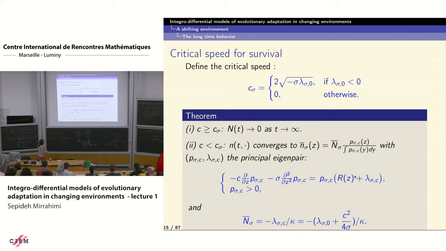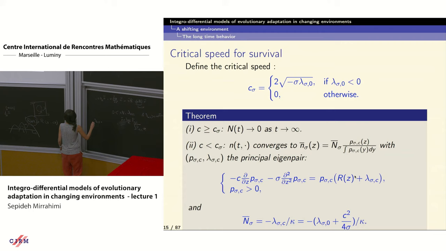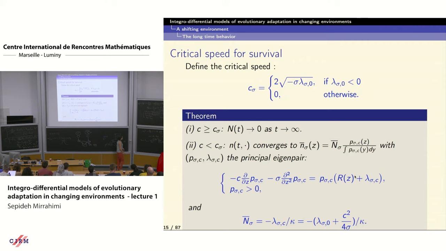okay, so we write this lambda sigma c as a function of lambda sigma 0. Lambda sigma c was given by lambda sigma 0 plus c squared over 4 sigma. And we see that, okay, if lambda sigma 0 is positive, this would be always positive. So there will be always extinction for any c. So even without any environmental change, we don't expect to have survival of the population. And so to have survival, lambda sigma 0 has to be negative.